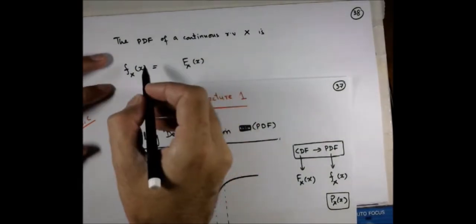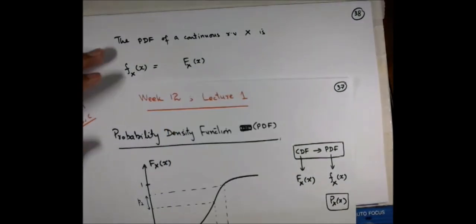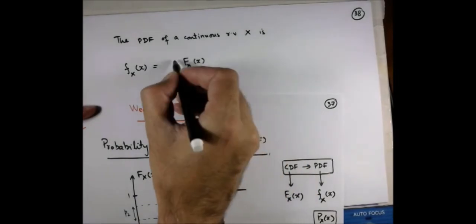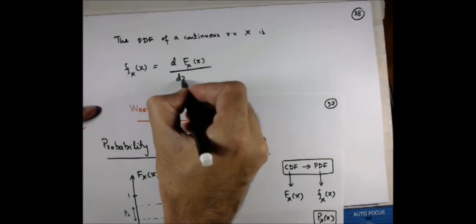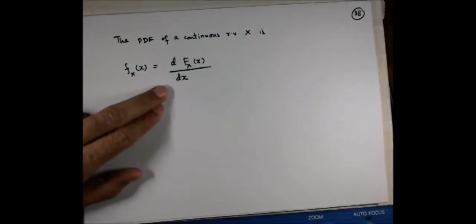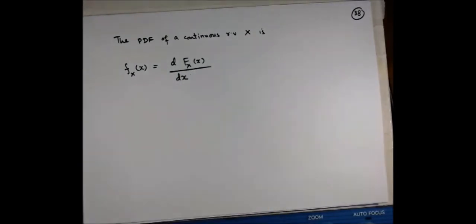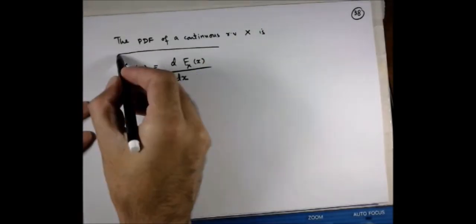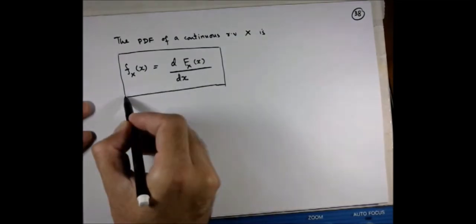So now we have a relation between probability density function and the CDF. The probability density function, the PDF, can be obtained by simply differentiating. The slope means derivative. The derivative of the CDF of a continuous random variable gives you the PDF. This is an important relation to be kept in mind, and this is so obvious.